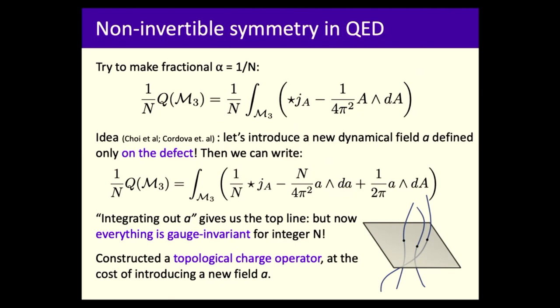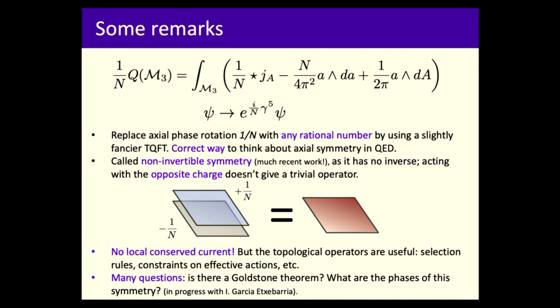Okay, good. All right, so let me just say a few words about this. This is what is happening here. This is the object. You should imagine this thing is rotating psi by a fractional amount, by e to the i over n gamma 5 psi. That's what this part does. These things deal with the gauge invariance problems, the subtle non-conservation. The fact that it's 1 over n is not important. You can replace it with any rational number by using a slightly fancier choice of T there. So you should really imagine this generates almost all of U(1).